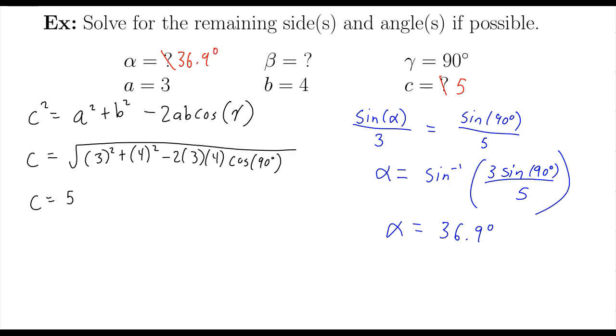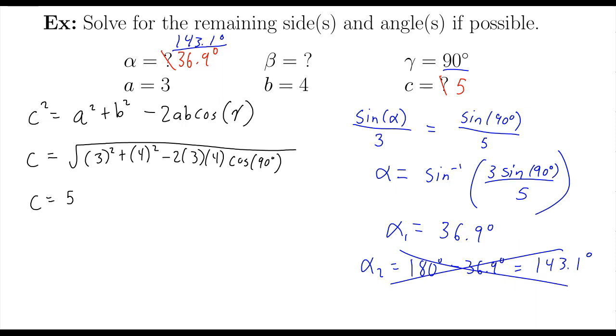Okay, I should always check to see if I have a second triangle. Okay, well, just do 180 minus 36.9. And I get 143.1. Okay, does that work with the given information? Could alpha be 143.1 degrees? Well, if I add 143.1 to 90, that's going to be well over 180. So no, this is not an option. Okay, so let's get rid of that.